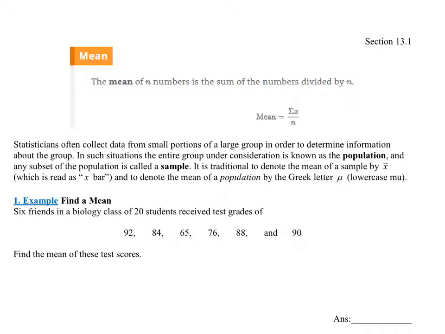So as we talked about on the previous page, it says the mean. Mean is something that I'm going to ask you to find on the test numerous times. So the mean of n numbers is the sum of the numbers divided by n. Again, this notation on top means add all data values. Add the data values, and then you divide by the number of data values.